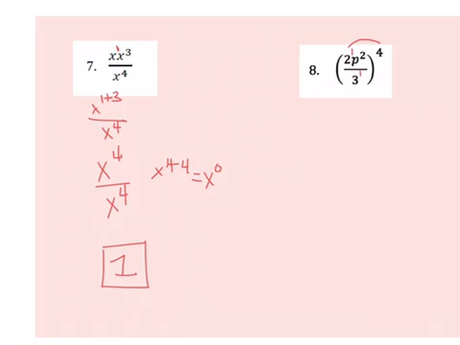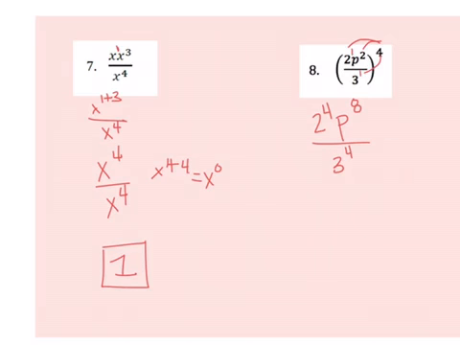This power must go to everything inside the parentheses. So when you have a power to a power, you are multiplying. I'm going to end up with 2 to the 4th, and then p to the 2 times 4, which is going to give me p to the 8, divided by 3 to the 1 times 4. So I'm going to get 3 to the 4th.